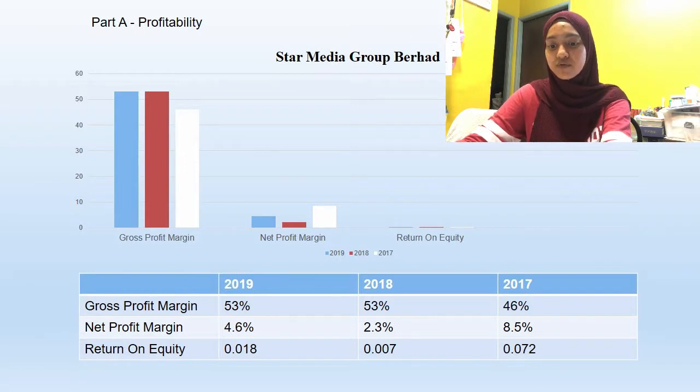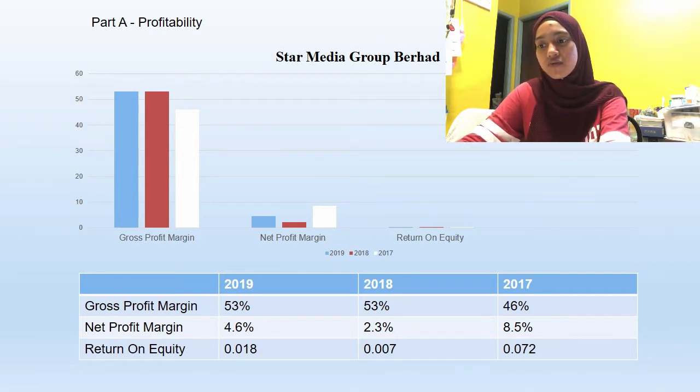Okay, we move to the next, which is Star Media Berhad. The company has increased their net profit from 5,459,000 in the year 2018 to 5,721,000 in the year 2019.